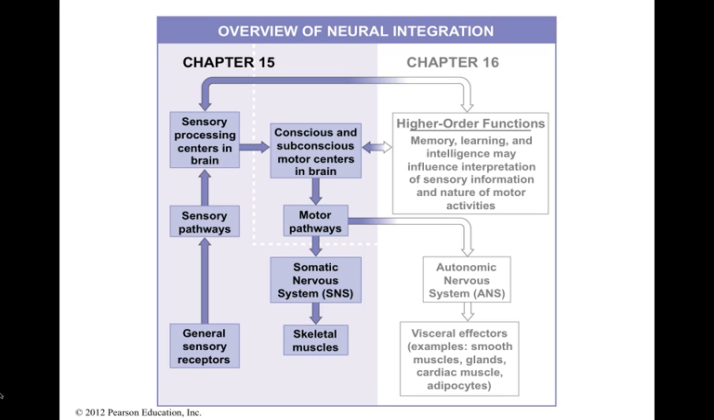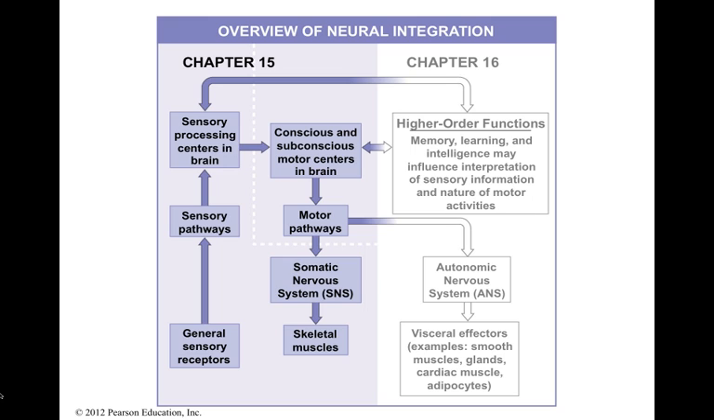When stimulated, the general sensory receptors stimulate sensory pathways leading to sensory processing centers in the brain. In the brain, conscious and subconscious motor centers will interpret and integrate this information. Some of the higher order functions, such as memory, learning, and intelligence, may influence the interpretation of sensory information. After the centers in the brain have integrated and interpreted this information, a motor command will be sent down a motor pathway. There are two different motor pathways, either the somatic nervous system or the autonomic nervous system.